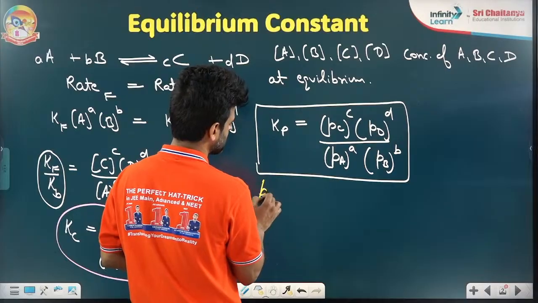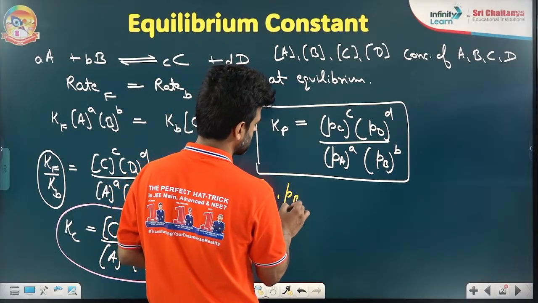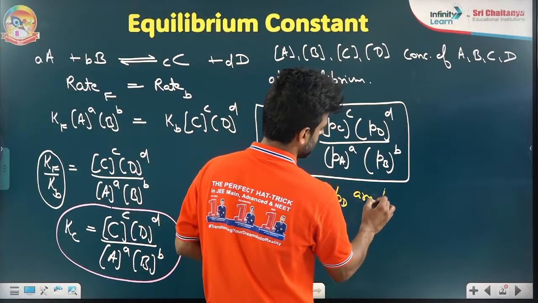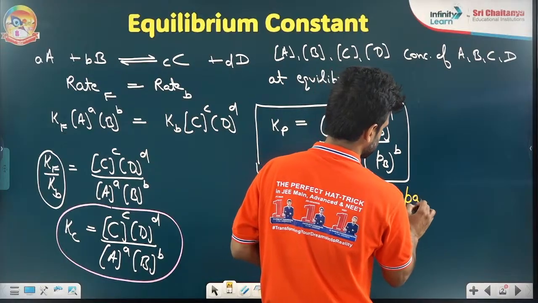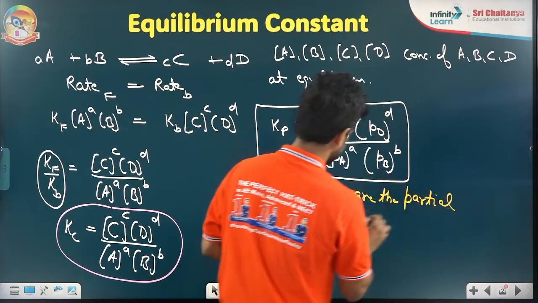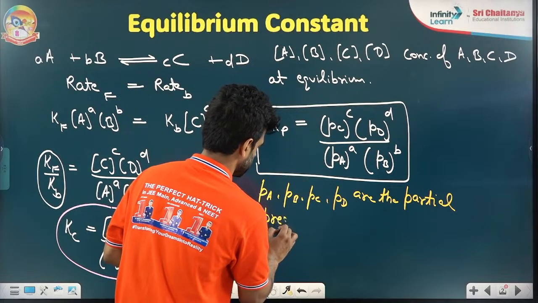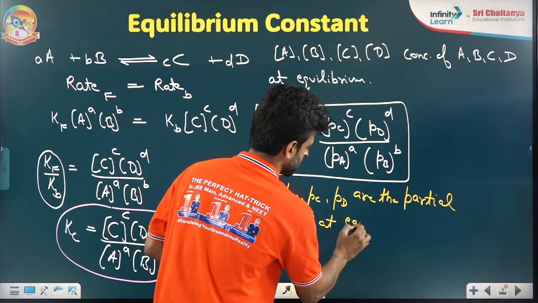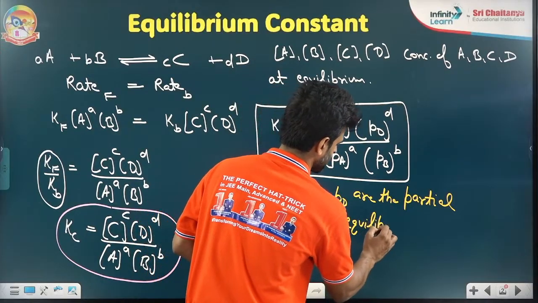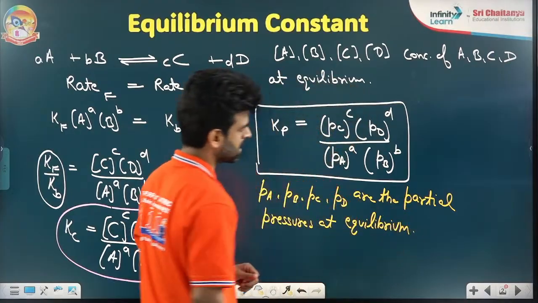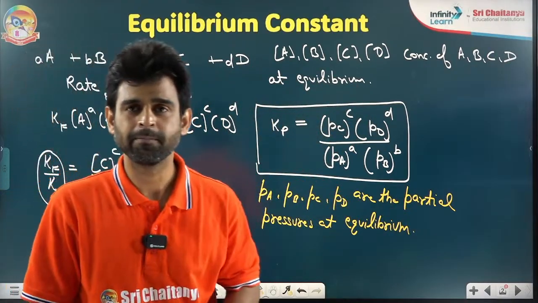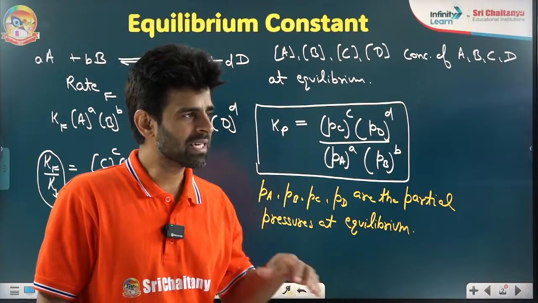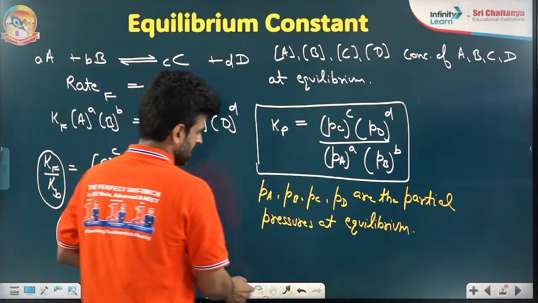So what are PA, PB, PC, PD? These are the partial pressures at equilibrium, right? Clear? Kp and Kc: we can find the equilibrium constant in two ways, and we can relate them also. So how can we relate them?